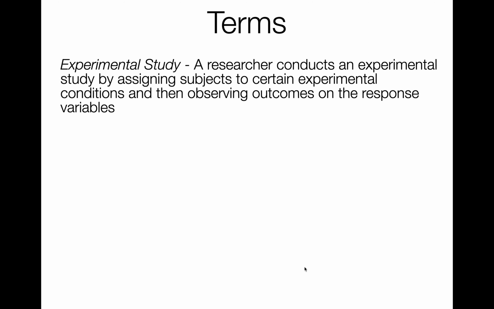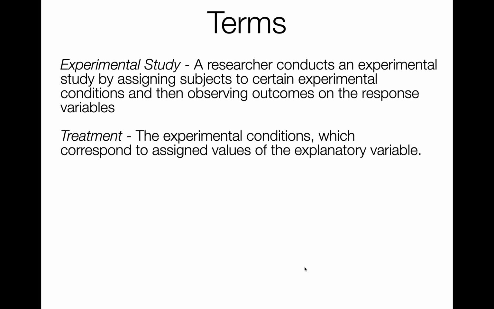Okay? So first let's start off with the terms. What is an experimental study? Or rather, this is not a definition type of thing, but this is describing the process. A researcher conducts an experimental study by assigning subjects to certain experimental conditions and then observing outcomes on the response variables.